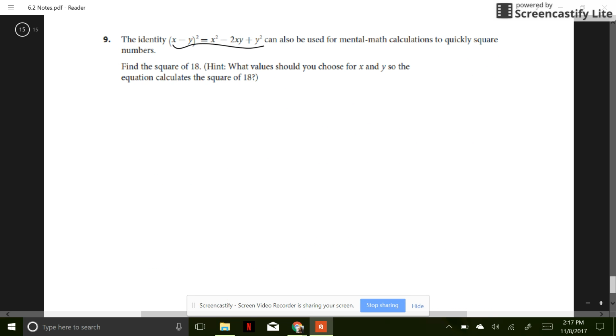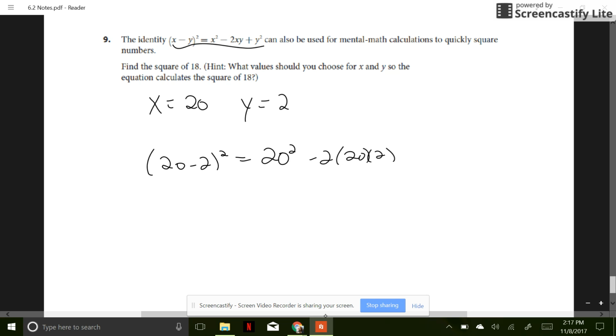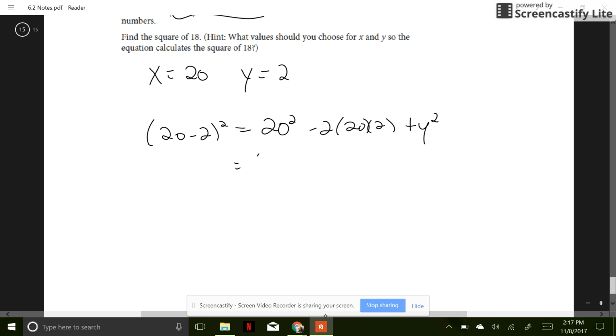We're going to use this identity to find the square of 18. So again, we want to think of some nice numbers. So if we let x be 20 and y be 2, then if we take (20 minus 2) squared, because that's 18 squared, it should be x squared minus 2 times x times y plus y squared. That's 400 minus 80 plus 4, which gets us to 324.